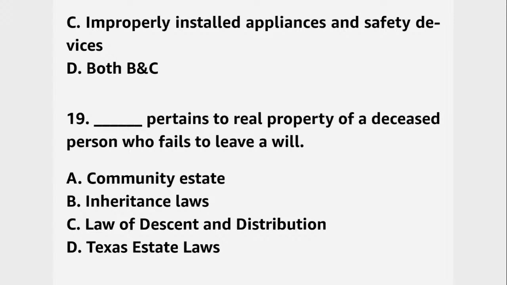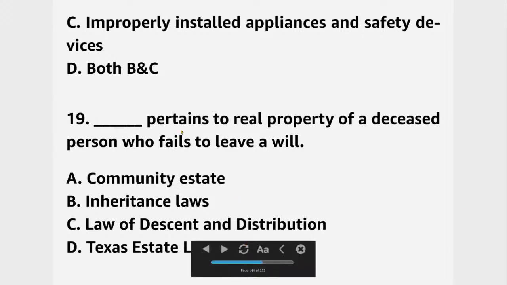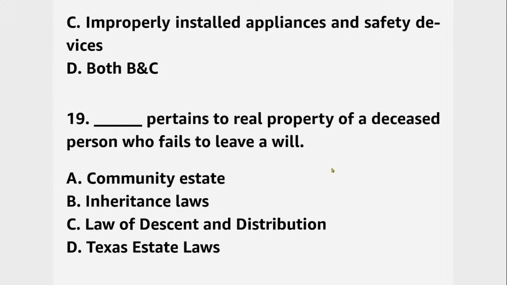All right, number 19. Blank pertains to real property of a deceased person who fails to leave a will. A, community estate. B, inheritance laws. C, law of descent and distribution. Or D, Texas estate laws.